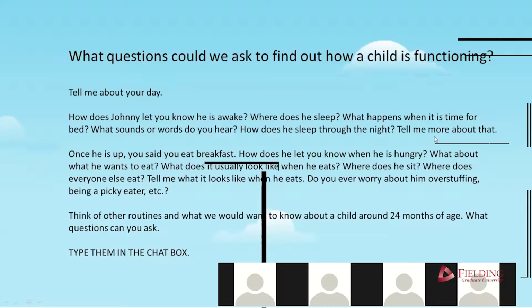So let's do a little bit of practice. Think of some other routines that you would want to know about a child around 24 months of age, we'll say. What kind of questions would you ask centered around that routine? And I gave you the example of mealtime. So think of some other things, whether it's playtime, when they're going outside, if they're getting in the car, whether or not they're brushing their teeth. Just think of some of those kinds of questions, and take a minute and type some in the chat box.